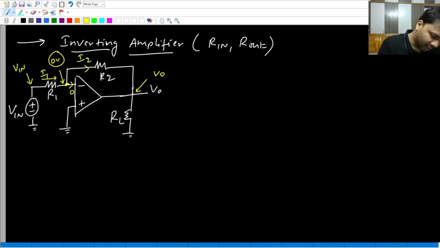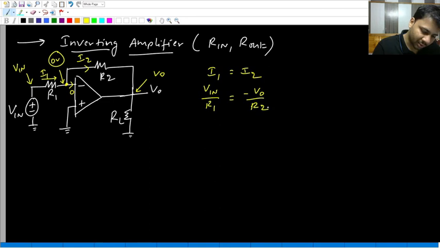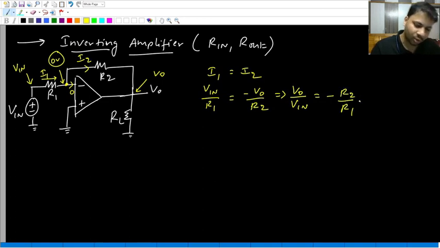Now at this point, I1 is entering, I2 is leaving. So I1 equals I2. What is I1? Vin minus 0 by R1, or Vin by R1. What is I2? 0 minus V0 by R2, which is minus V0 by R2. So what is V0 by Vin? It is minus R2 by R1.